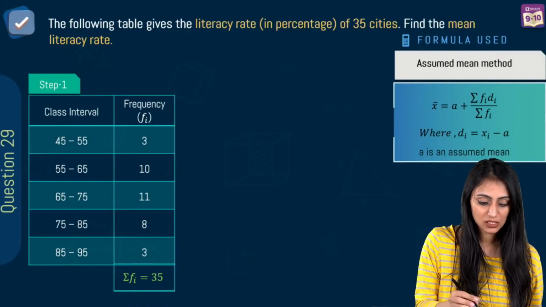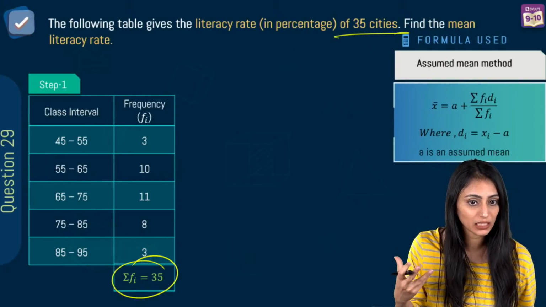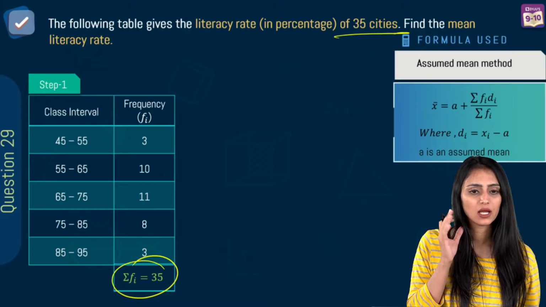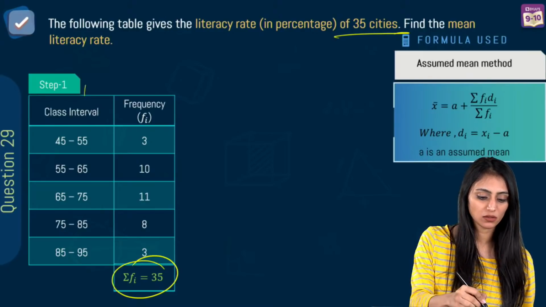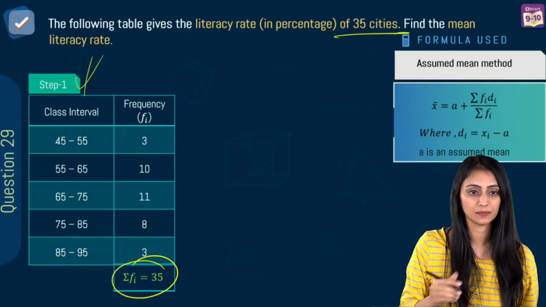So let's put it in a table. Summation Fi is going to be 35, already given 35 cities, so no need to calculate. Which method is easier? Both methods are easy. How to choose the method depends on the values. If you feel they're bigger, use the assumed mean method in that case.